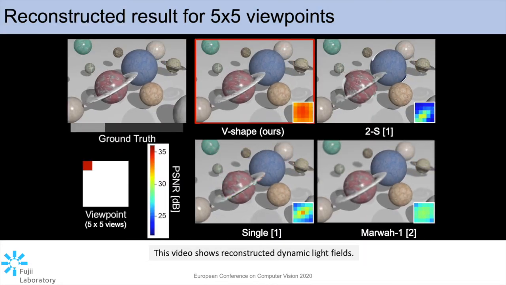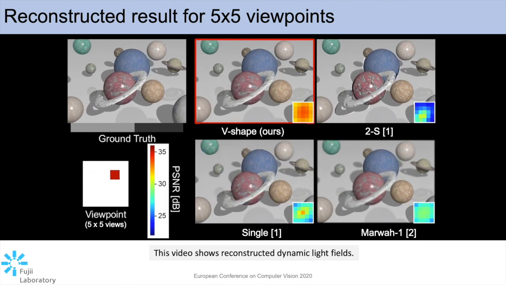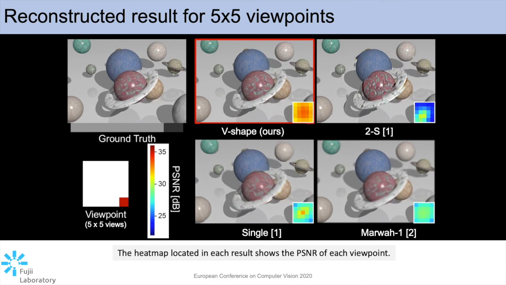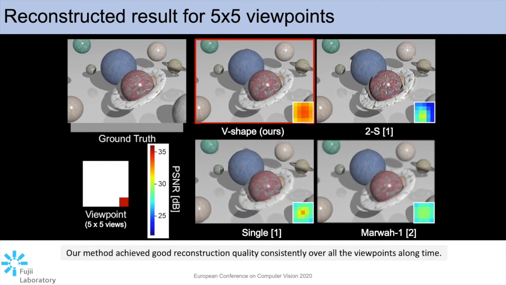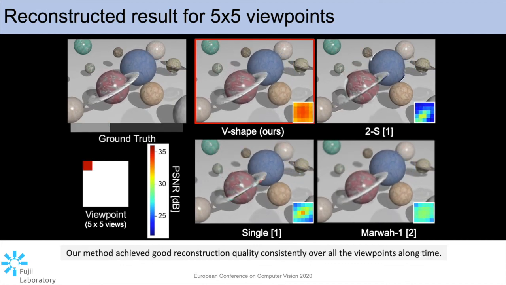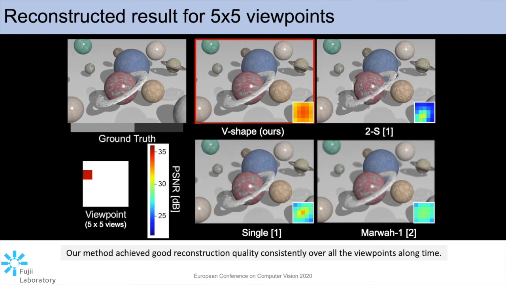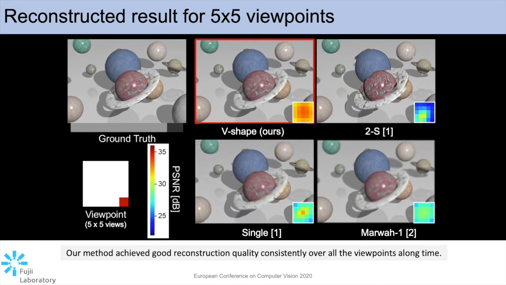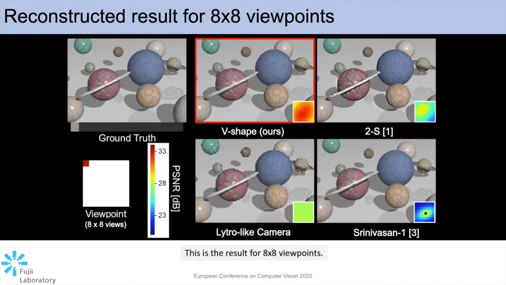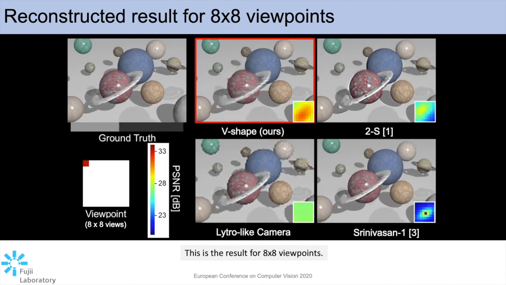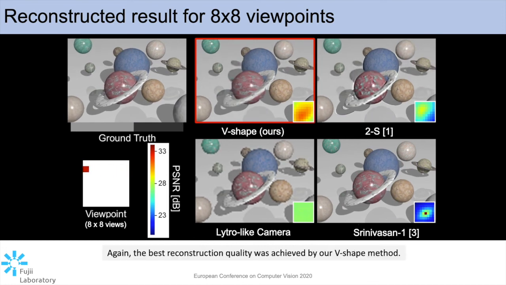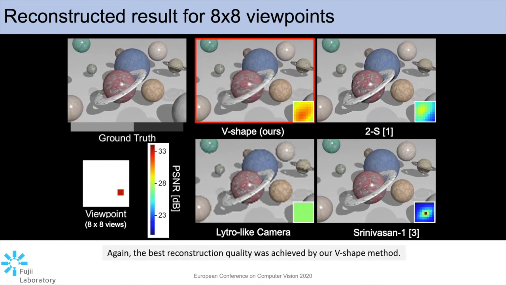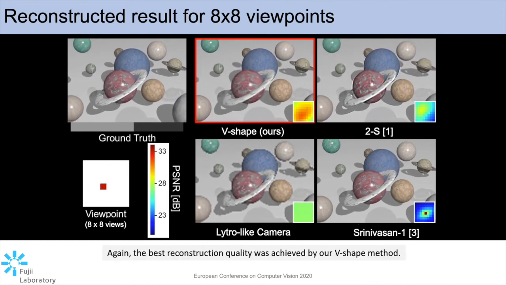This video shows reconstructed dynamic light fields. The heat map located in each result shows the PSNR of each viewpoint. Our method achieved good reconstruction quality consistently over all the viewpoints along time. This is the result for 8x8 viewpoints. Again, the best reconstruction quality was achieved by our V-shape method.